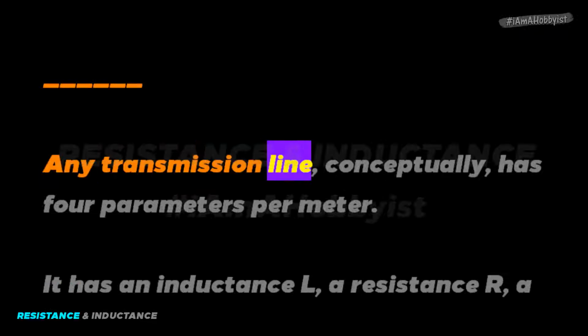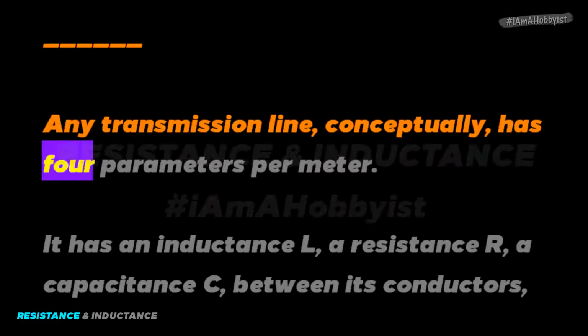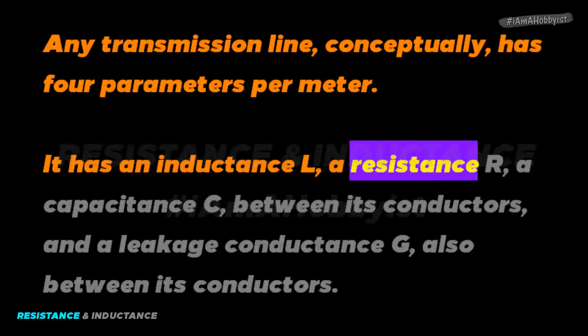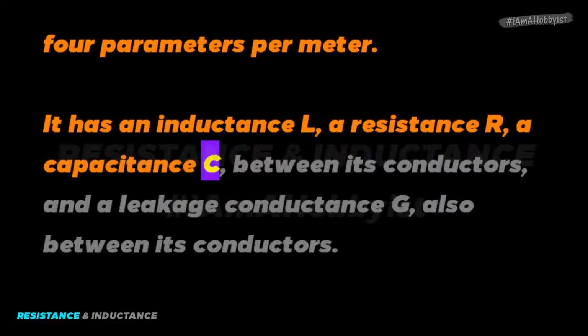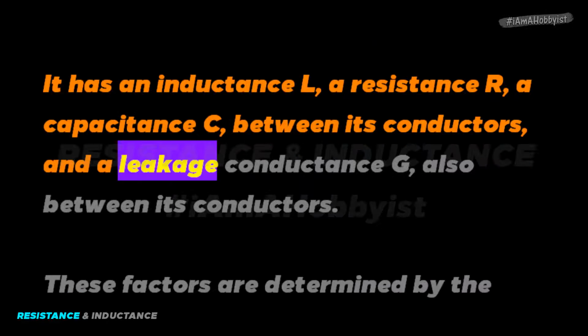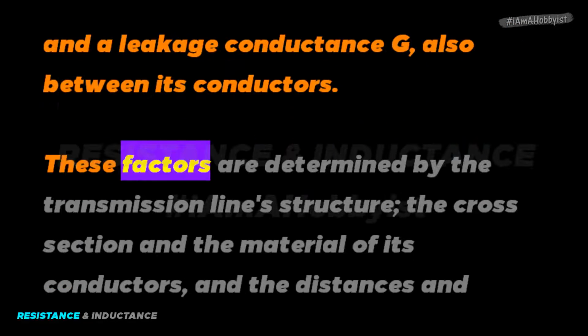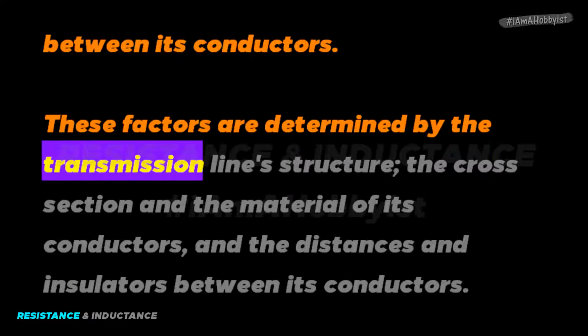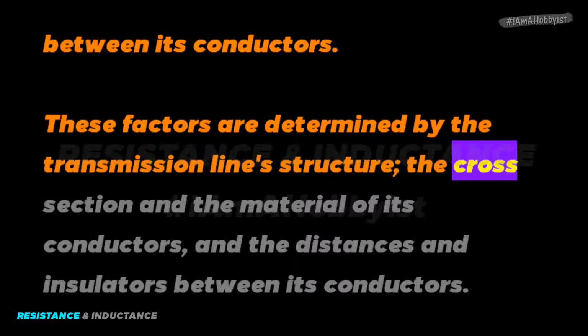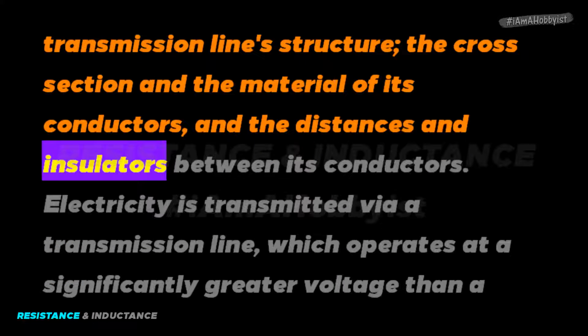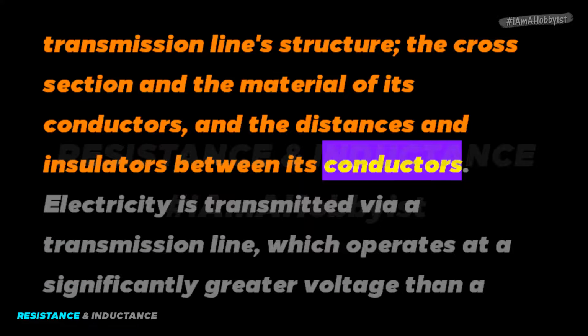Any transmission line, conceptually, has 4 parameters per meter. It has an inductance L, a resistance R, a capacitance C, between its conductors, and a leakage conductance G, also between its conductors. These factors are determined by the transmission line structure, the cross-section and the material of its conductors, and the distances and insulators between its conductors.